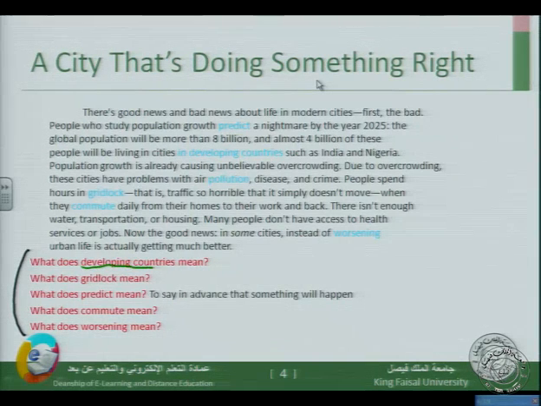Developing countries, what does it mean? First of all, you need to go back to the passage. You don't have to read the whole passage. Just go back to developing countries and read the sentence. The global population will be more than 8 billion, and almost 4 billion of these people will be living in cities in developing countries such as India and Nigeria. And you know that India and Nigeria are very rich or poor countries? So developing countries means poor countries.